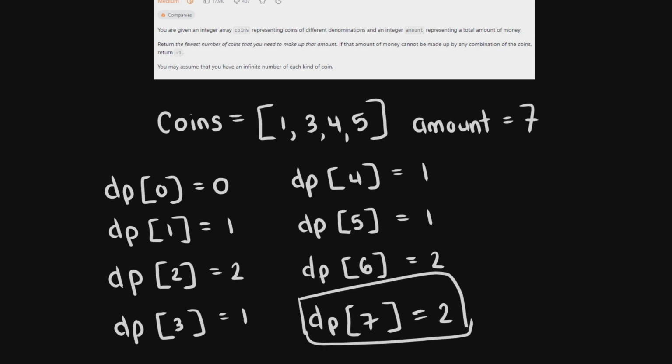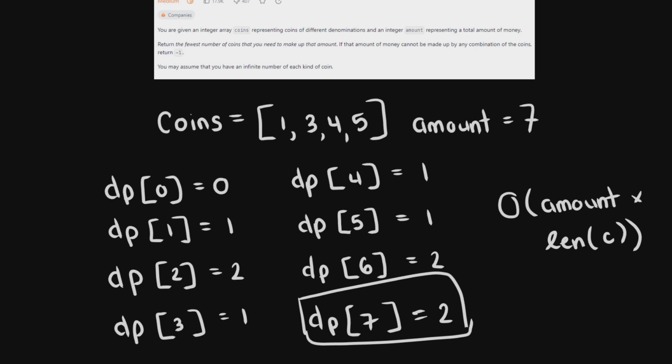answer. And if we talk about the time complexity for this algorithm, well, it's going to be big O of the amount times the number of coins. So let's say the len of C, which is representative of coins. So this is going to be the time complexity, since we have to calculate the dp values of all of them using each of the coin denominations.